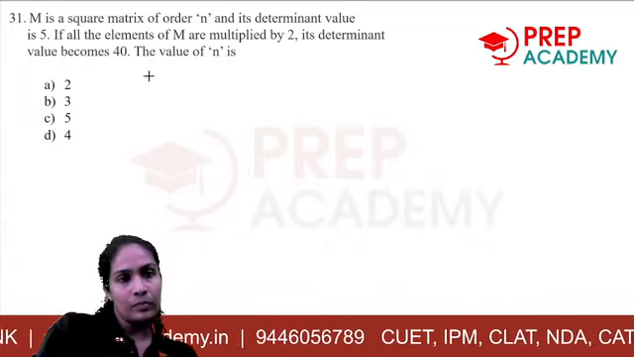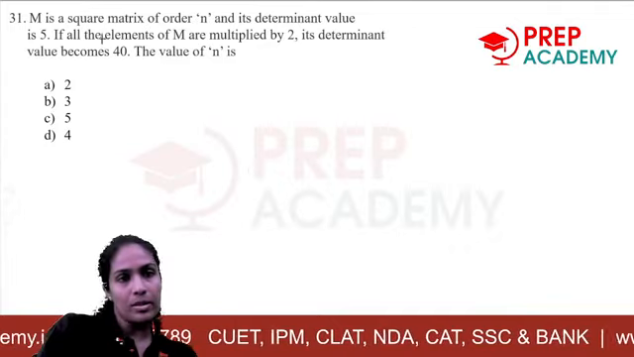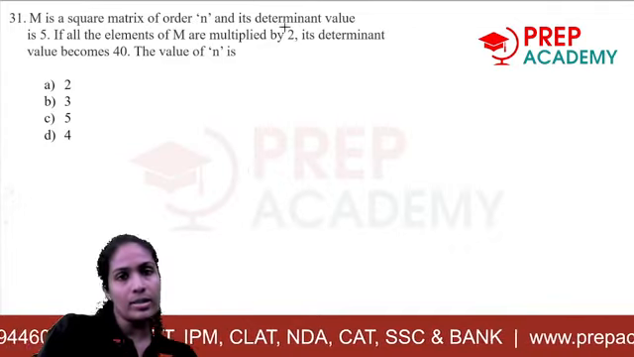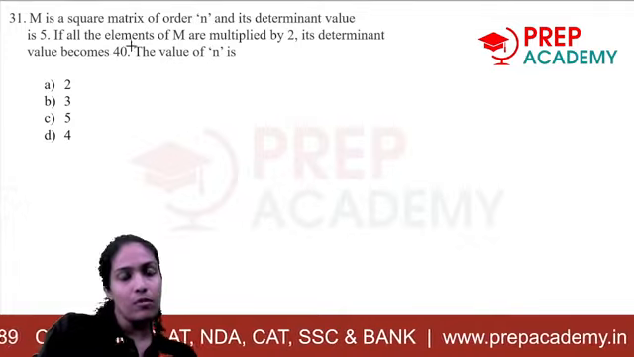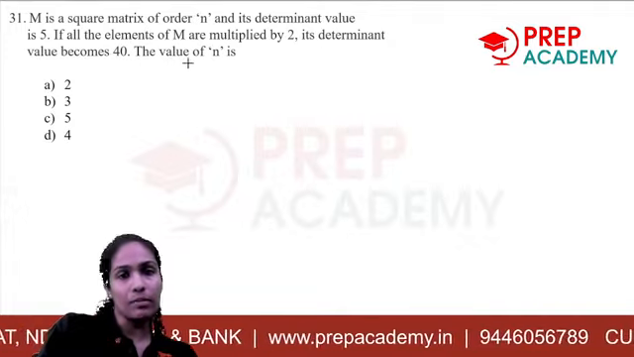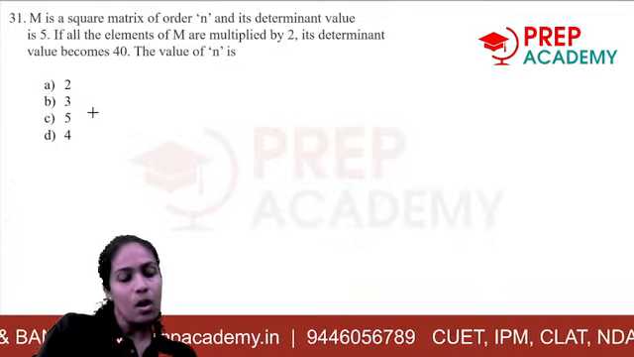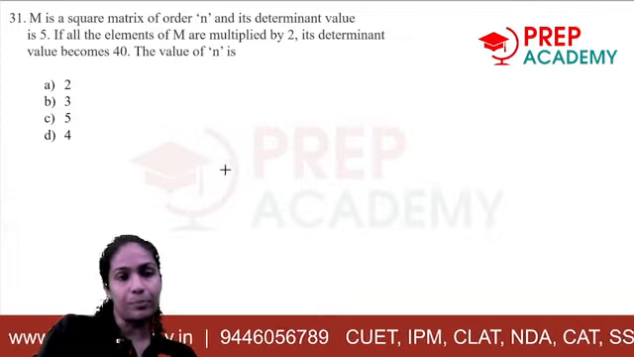Now, next question, the 31st question. M is a square matrix of order n and its determinant value is 5. If all the elements of M are multiplied by 2, its determinant value becomes 40. Then the value of n is: option A 2, option B 3, option C 5, and option D 4.